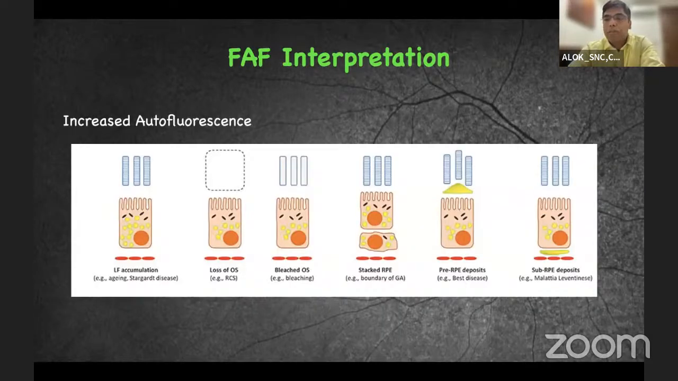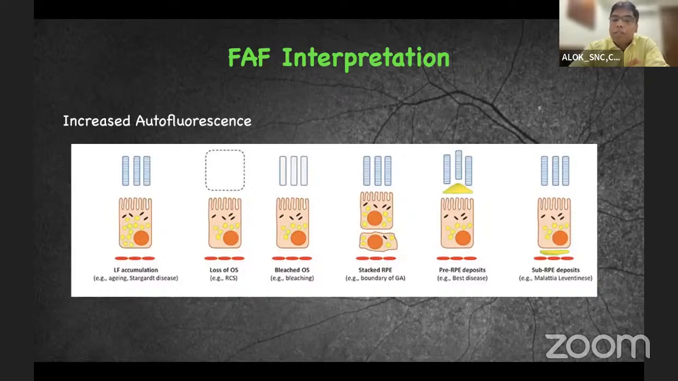Now, increased autofluorescence can be because of accumulation of lipofuscin within the RPE, or it could be because of loss of photoreceptors. As we had discussed before, the photoreceptor outer segments also have rhodopsin, which blocks the RPE autofluorescence. So once the photoreceptors are gone, you will have a transmission increase in autofluorescence from the RPE. Similarly, as we had discussed earlier, if you bleach the retina, there would be an increase in autofluorescence.